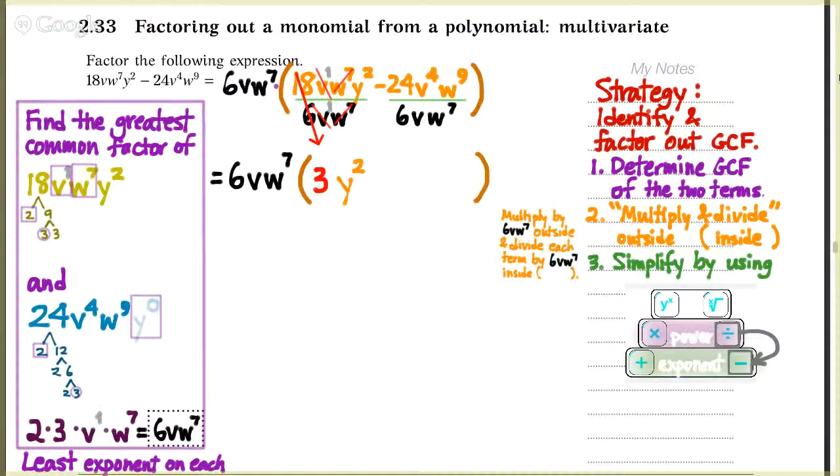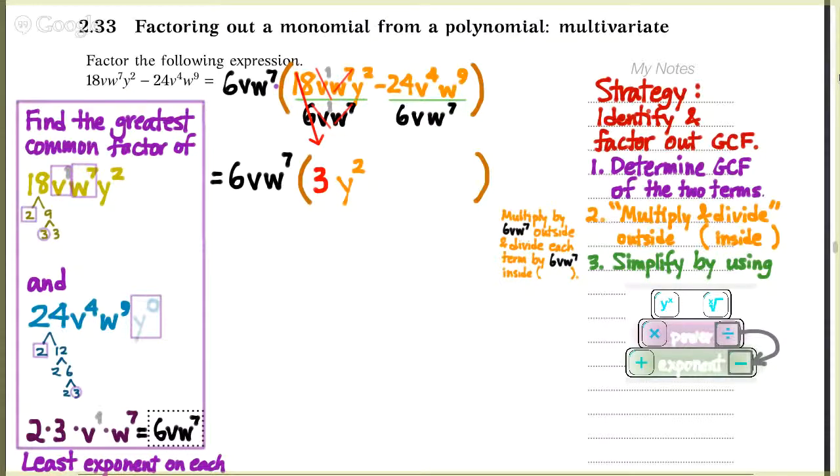If you're ever in doubt, by the way, of whether something you're doing when you're factoring actually works, you can check it just by multiplying back out. If I multiply these two things back together, I'm going to get 3 times 6, 18. I'll get a v, I'll get a w to the 7th, and then I'll get a y squared. And sure enough, that's exactly the same thing as what we had started with. That's a great thing about factoring problems, is you can always check yourself as you go along just by multiplying out whatever you have, and you should get back to where you started.